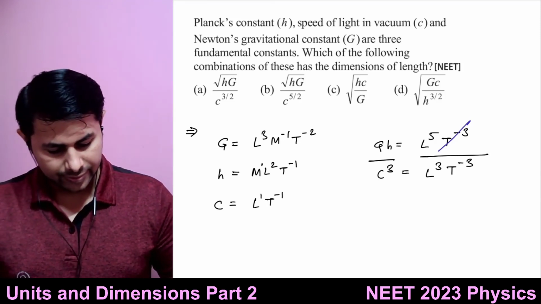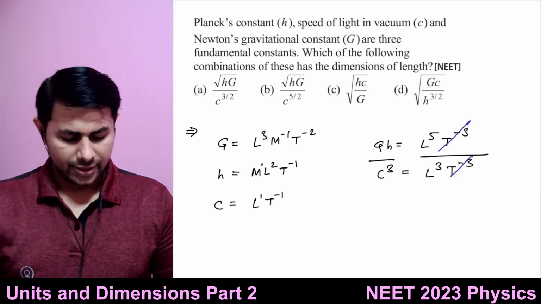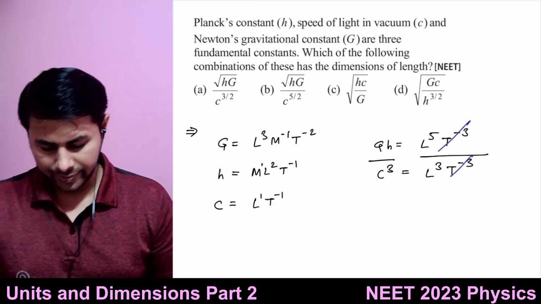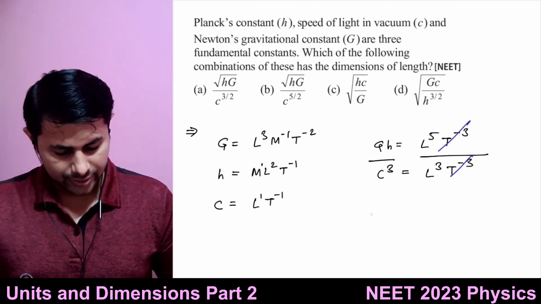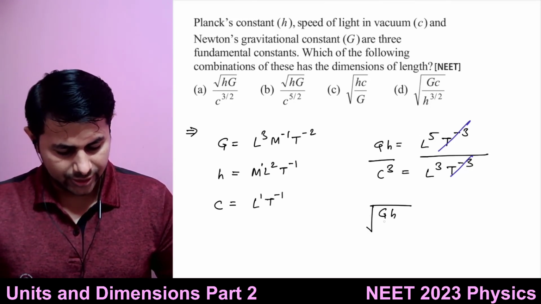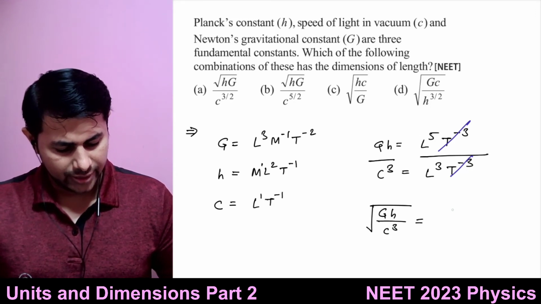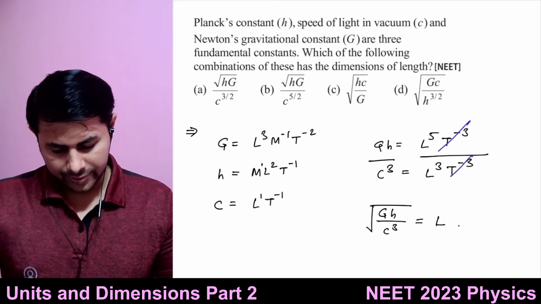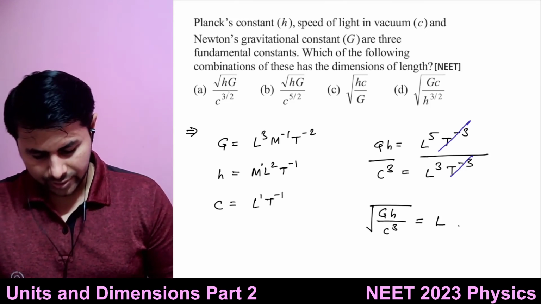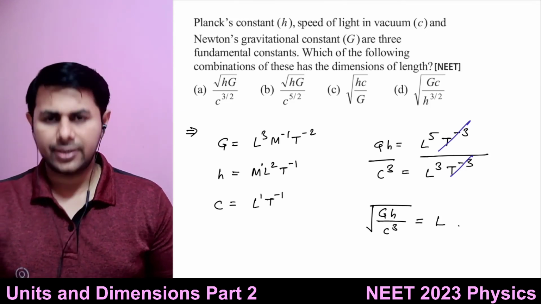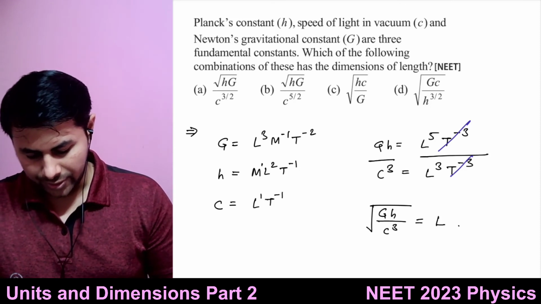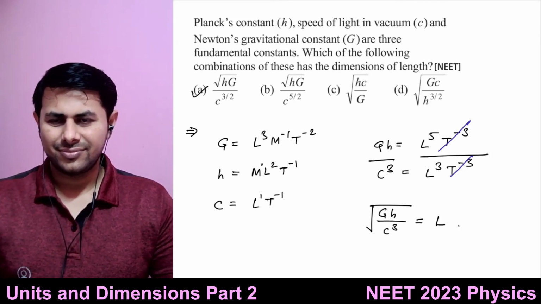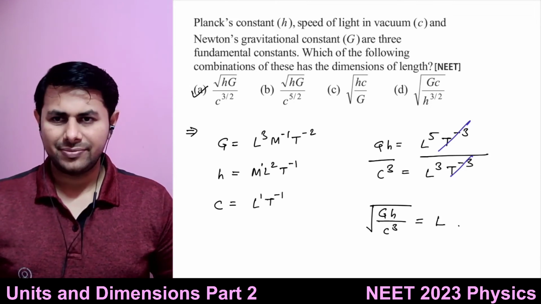right? This thing gets cancelled, and I'm left with L square. So I will take its square root. So square root of gh divided by c to the power 3 is L. Which option? Option A. Okay, hg divided by c raised to 3 by 2. All right, got the trick? Okay. Yes, sir.